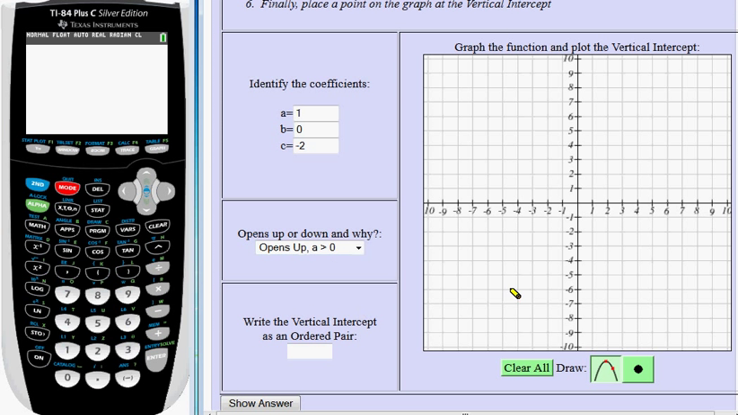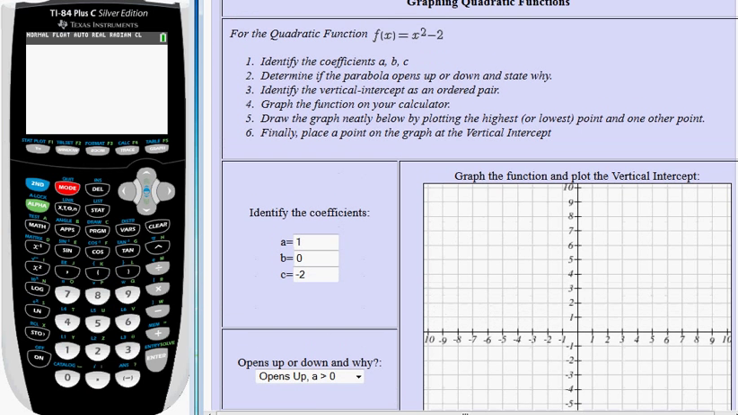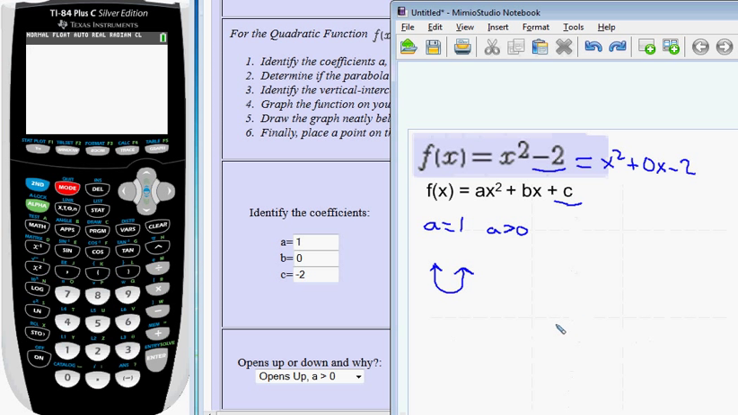The next question is to write the vertical intercept as an ordered pair. This is also easy to do, because as we know, the vertical intercept is what you get out when you plug in 0. So if you looked at our equation and we were to replace x with 0, what would we get out as an output?